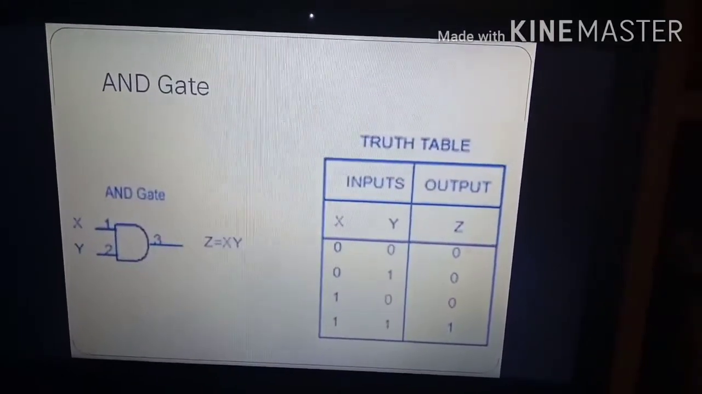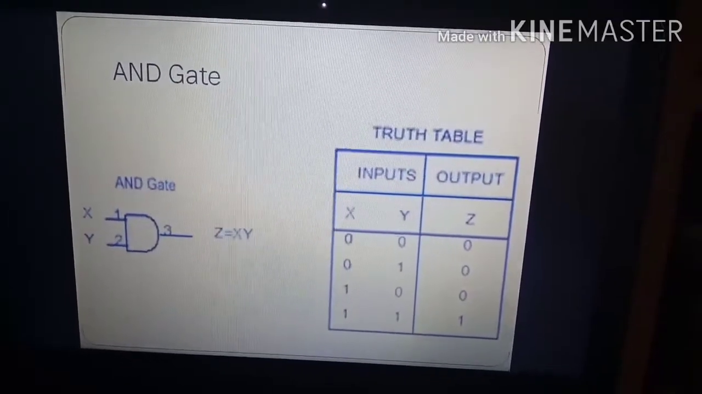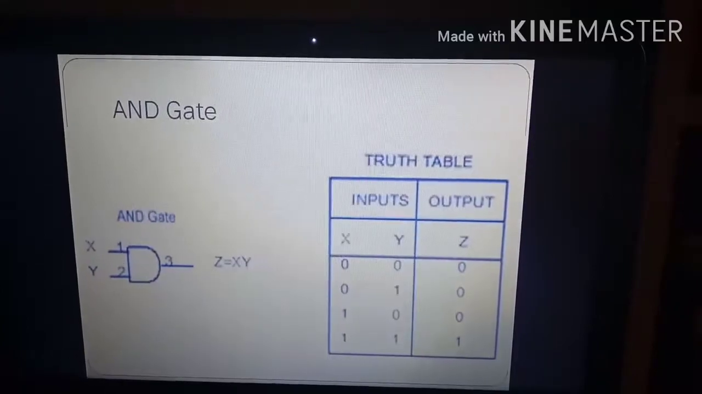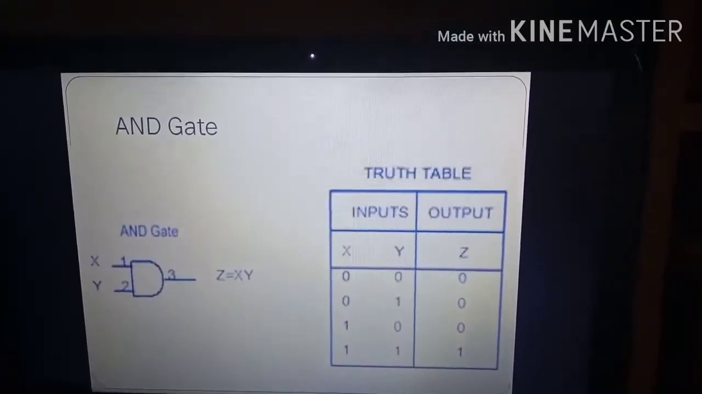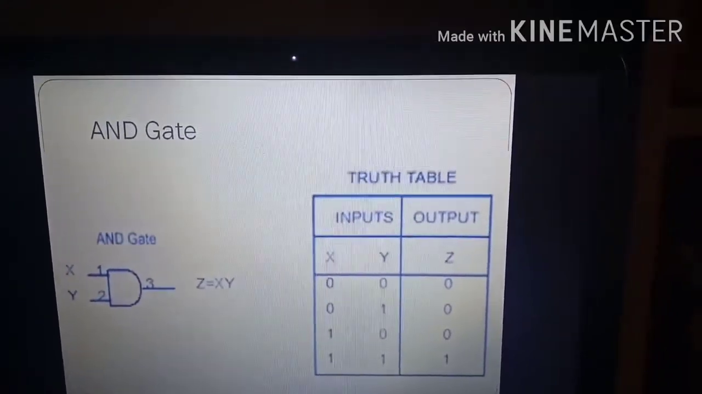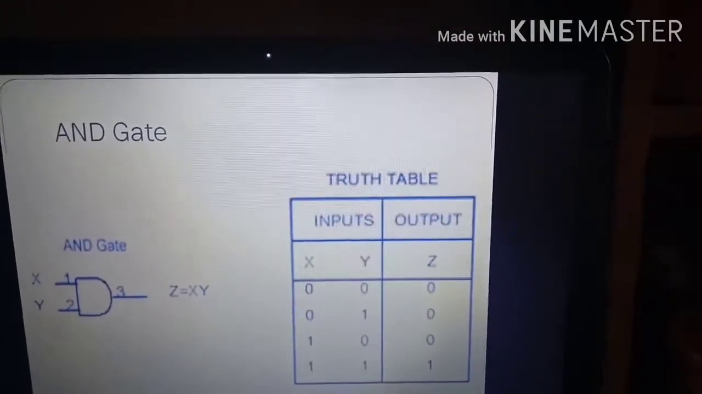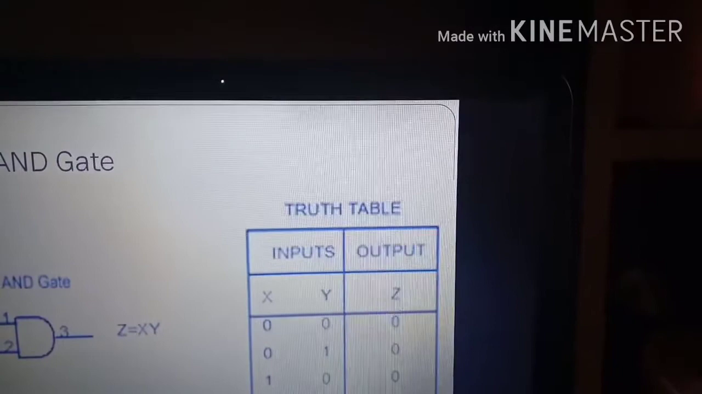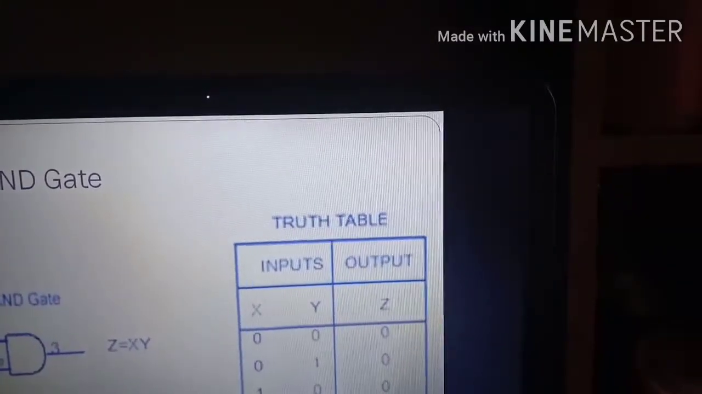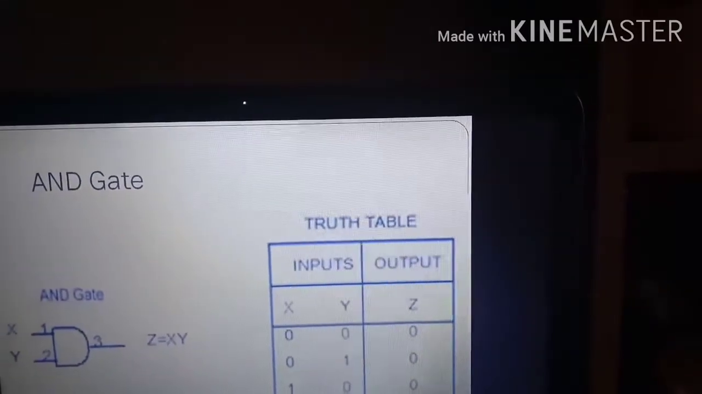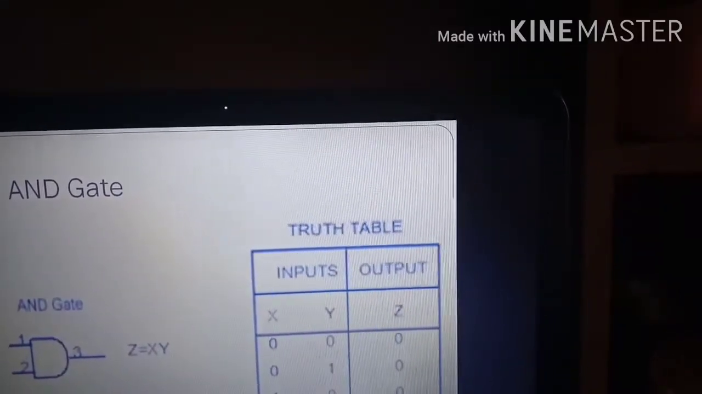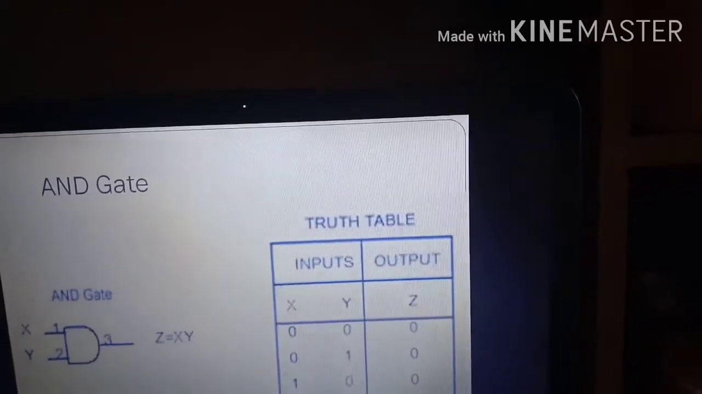Now, this is a two-input AND gate, where x and y are the two inputs and z is the output. The Boolean expression of AND gate is z equals x dot y. You can see from the truth table that AND gate produces a high output if the two inputs of the AND gate are high. Otherwise, it will produce a low output. This is the basic feature of AND gate.